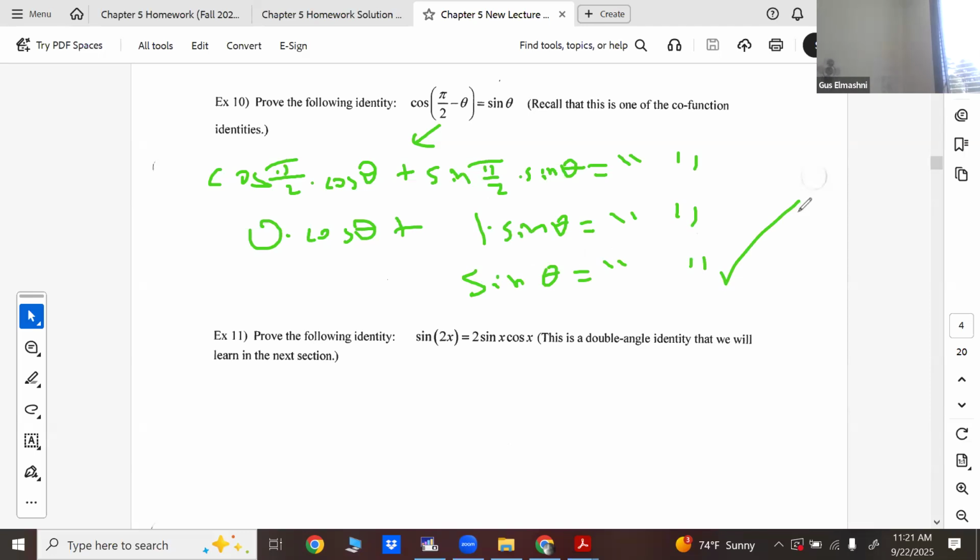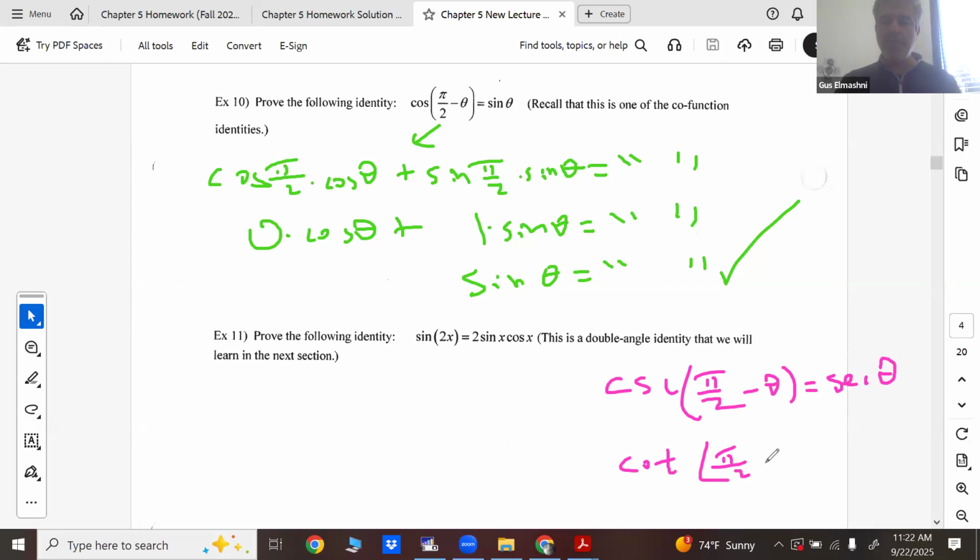But think about this as well. Basic trigonometry, right? Makes sense. So now we can just use it whenever we see it. Just go straight to it. By the way, this is also true: the cosecant of pi over 2 minus theta is secant theta. The cotangent is tan.